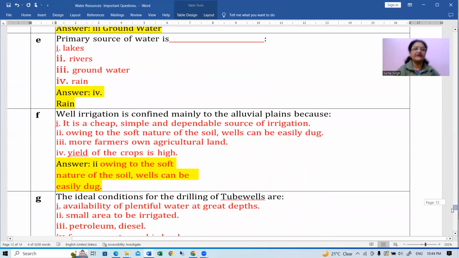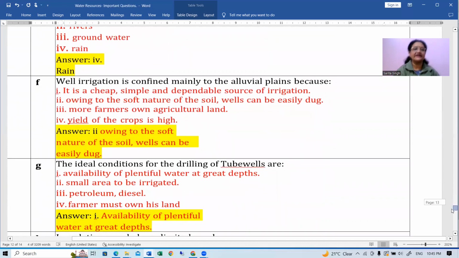Then next: well irrigation is confined mainly to the alluvial plains because number one, it is a cheap, simple, and dependable source of irrigation. Number two, owing to the soft nature of soil, wells can be easily dug. Number three, more farmers own agricultural land. Number four, yield of the crops is quite high. The correct answer is number two: owing to the soft nature of the soil, wells can be easily dug.